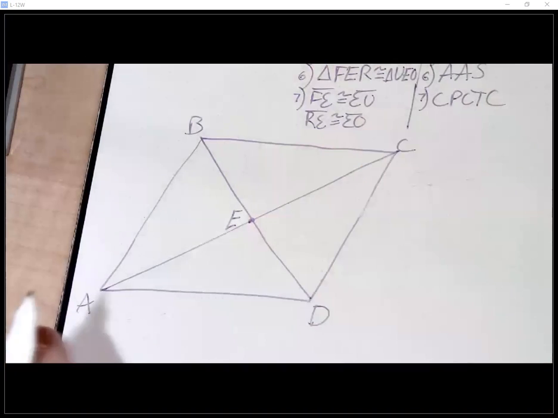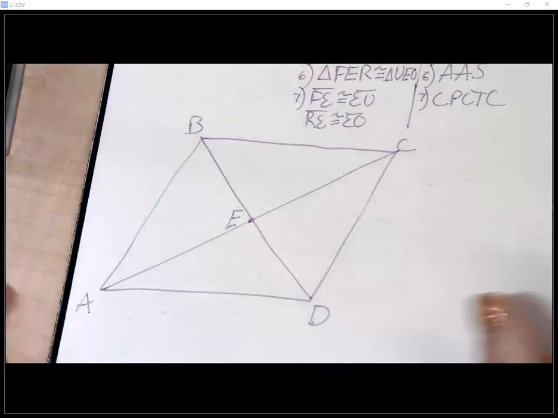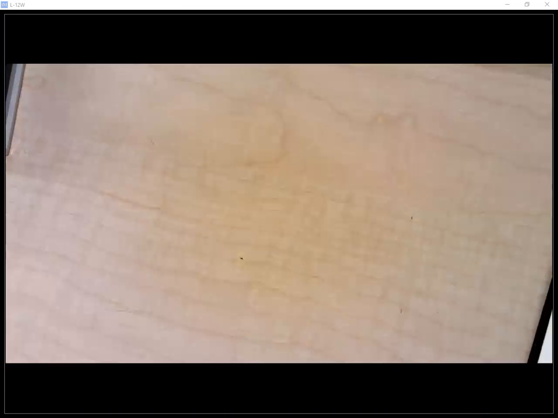Give me a minute to write all these. Oh, I want them green. Actually, I'm not even going to let you look for a minute. Let me determine what I want in all of these spaces.